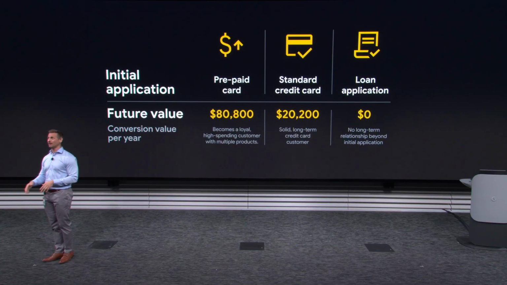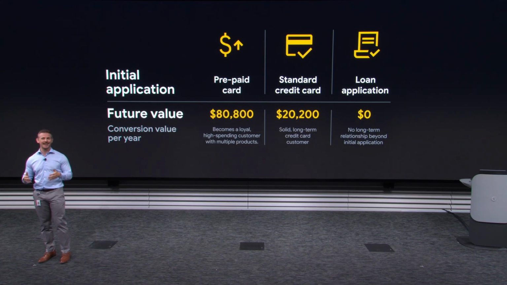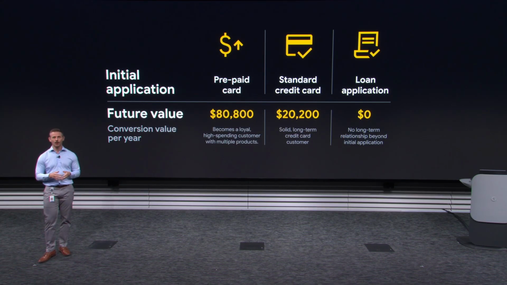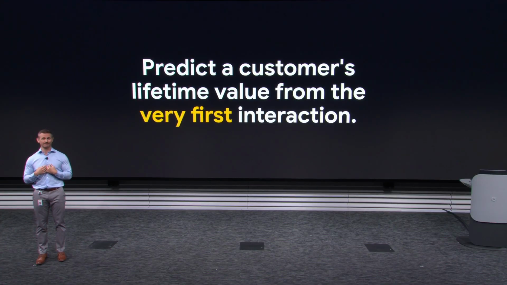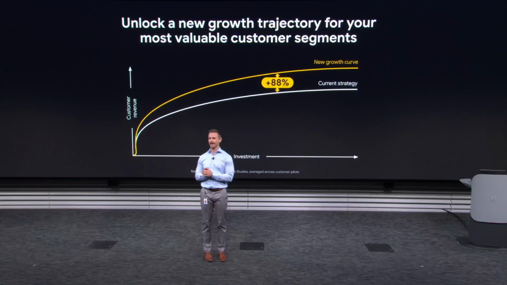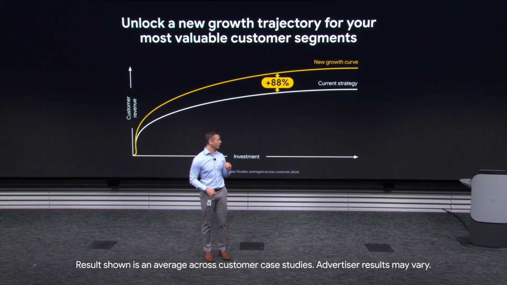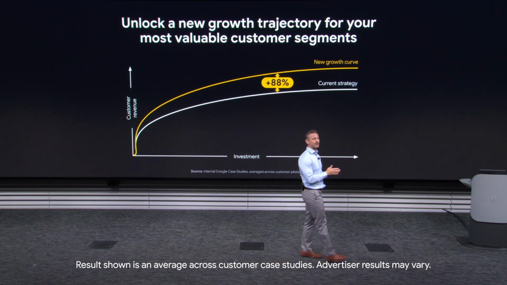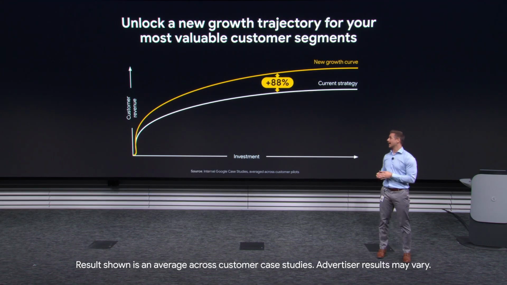Our goal as a marketing team is to not just generate leads, but to attract the right leads with the potential for long-term value. We don't want to wait years to know this. We will miss countless acquisition opportunities and run the risk of spending our money inefficiently. We alone cannot make this prediction, but with the help of AI, we can predict a customer's lifetime value from the very first interaction, whether it's the first time they see an ad, their first website visit, or their first purchase. And by bidding to a predictive LTV, our pilot advertisers unlocked a new growth trajectory with an average 88% increase in return on ad spend.